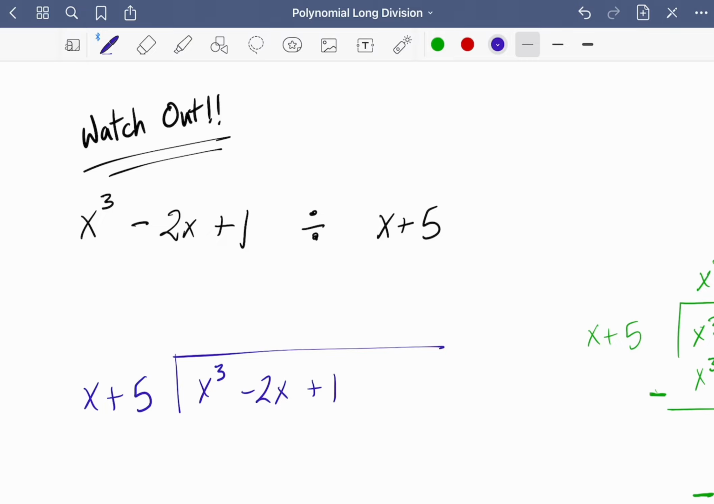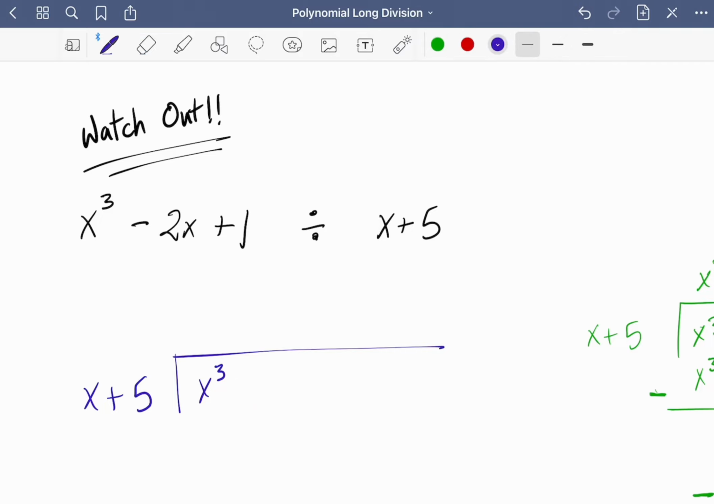Look carefully at the exponents on that original polynomial. Do you notice one is missing? Yeah, there's no x squared. That would normally go in between the x to the third and the negative 2x. If the polynomial is missing any of the exponents going down from 3, 2, 1, 0, you have to still write them in when you set it up with the division bar.